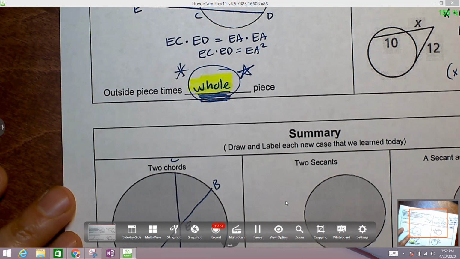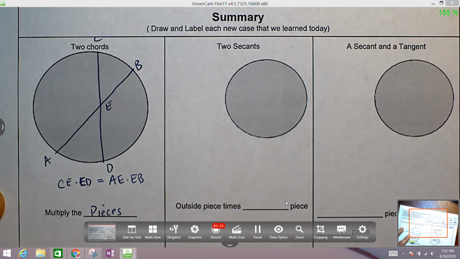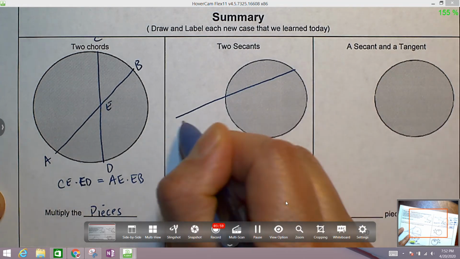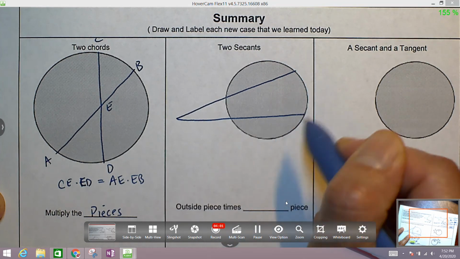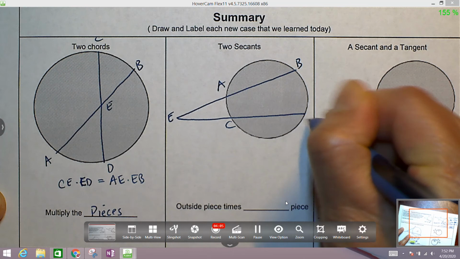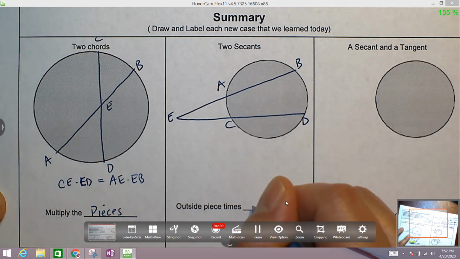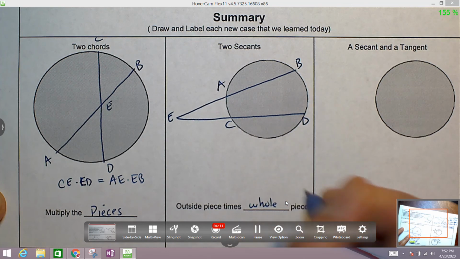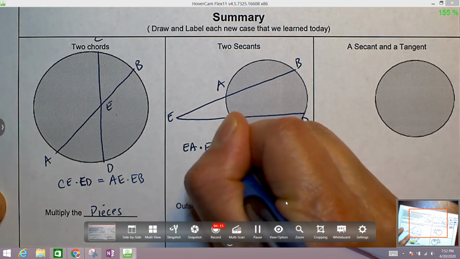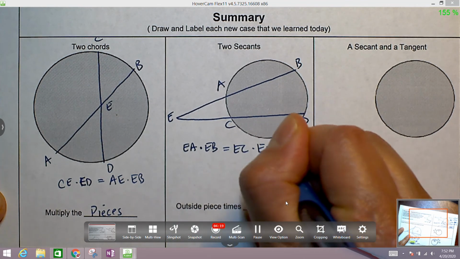Okay, then you had the case of, sorry, let me center this a bit better. Two secants meet outside of a circle. Okay, so there's a secant, there's a secant. Let's call that E, AB, CD. Okay, and what do you do? You do outside piece times the whole piece. So we have EA times the whole piece, EB, equals EC times the whole piece, ED.